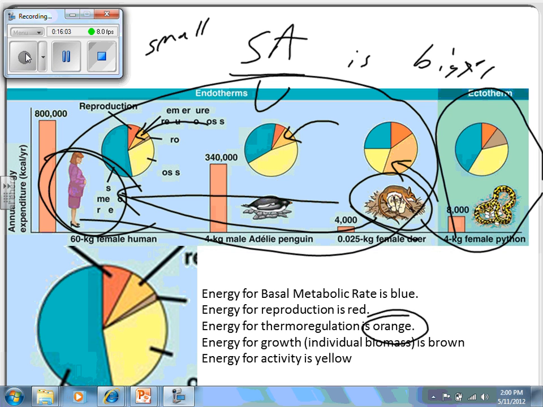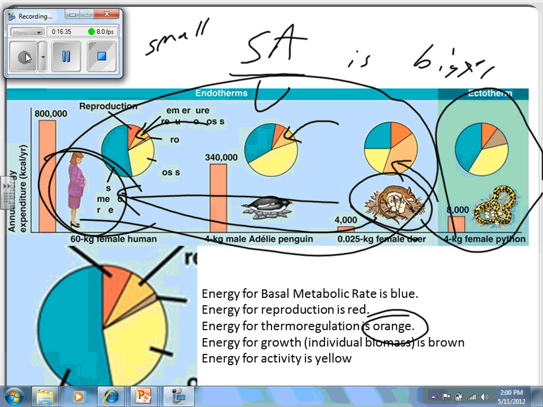And therefore, the only way to maintain body temperature is to generate a lot of body heat, burn a lot of sugar. And that's what we see going on here. Another thing to point out, the python doesn't have an orange piece because he's not a thermoregulator. He doesn't use body heat to regulate his temperature. He might use his behavior to regulate a temperature. He might go in a hole if it gets too cold. He might go in a cave if it gets too hot. He might lay on a rock and bathe in the sun to warm himself up.